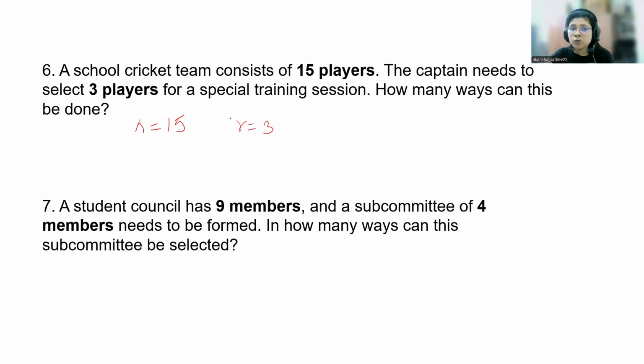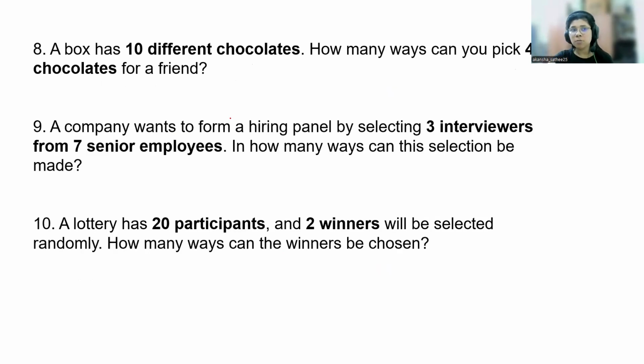Next problem. A student council has 9 members and a subcommittee of 4 members needs to be formed. So out of 9 members, you already have a council of 9 members. You need to select a subcommittee of 4 members. Now, in how many ways can you do it? So you have n equal to 9, r equal to 4. So 9C4 ways. We have already done a similar kind of problem. A box has 10 different chocolates. How many ways can you pick 4 chocolates?